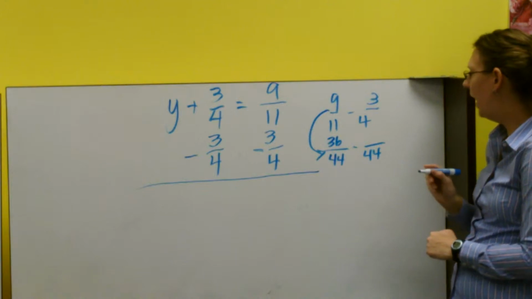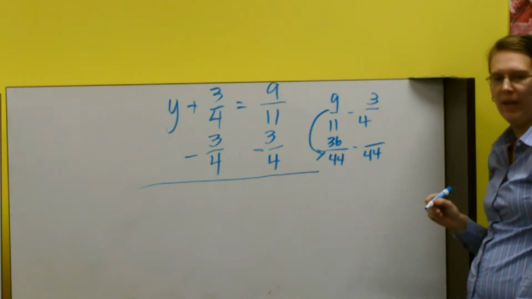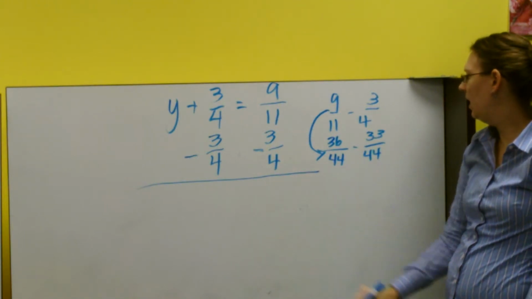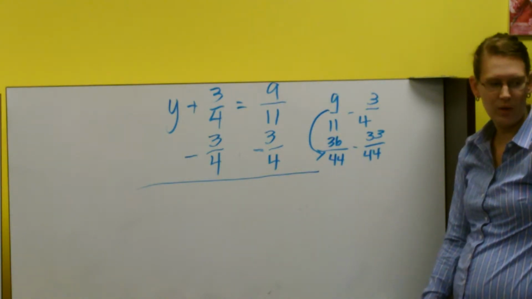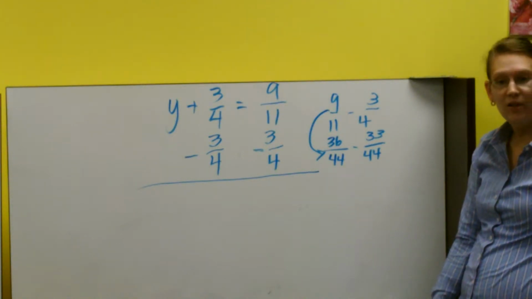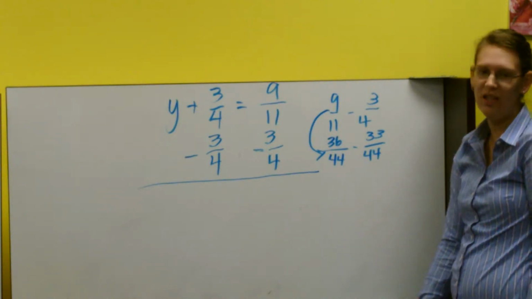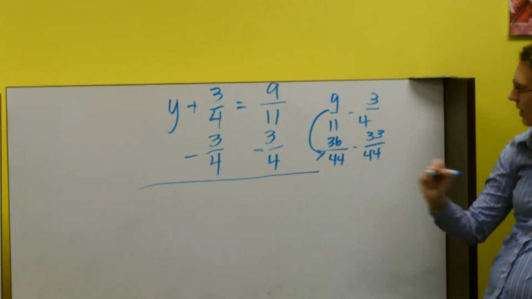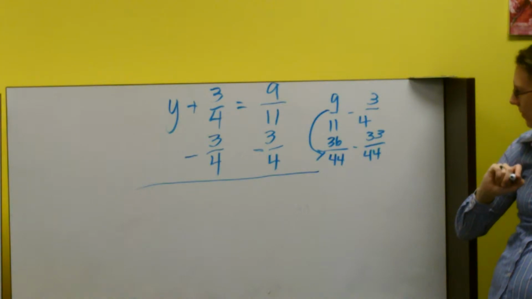So if I need to subtract 3 over 4, how many 44ths is that going to be? 33. Good. So what's the answer going to be underneath here? What's the answer going to be for my subtraction? When I do this subtraction here, what's going to be the answer? 9/11 minus 3/4 is what?